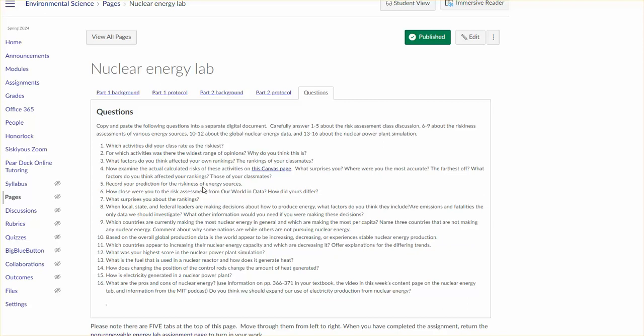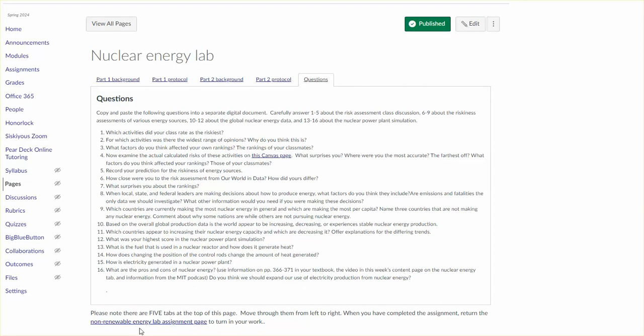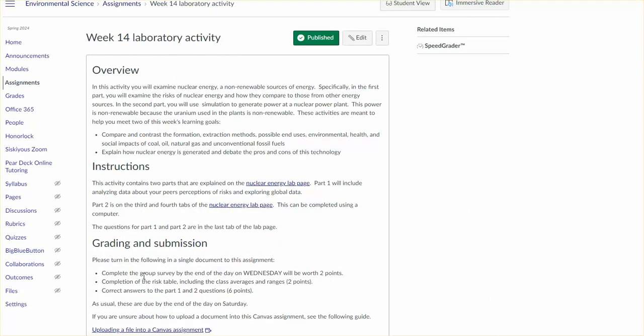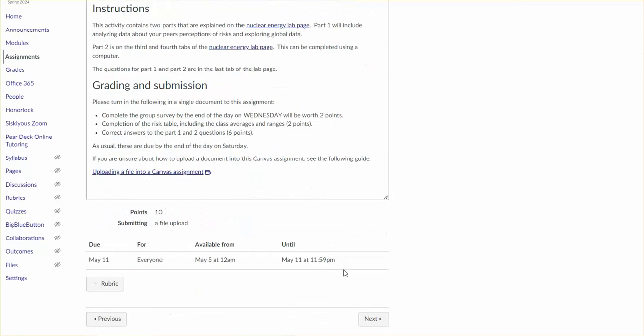When you're done with part 1 and part 2, please answer these questions, and then you can return back to the assignment page to turn in your risk table, that we looked at, and then the answers to the questions. You'll get 2 points out of 10 just for completing that survey that's right at the top of this week's module on time. So that's due Wednesday by the end of the day.